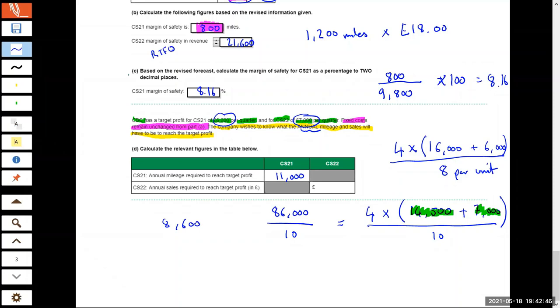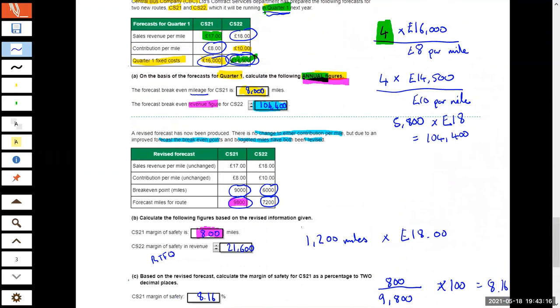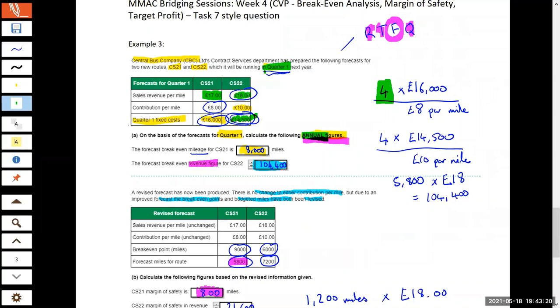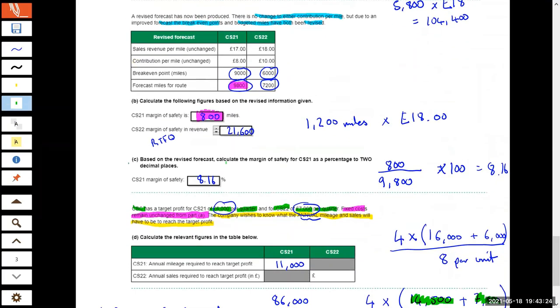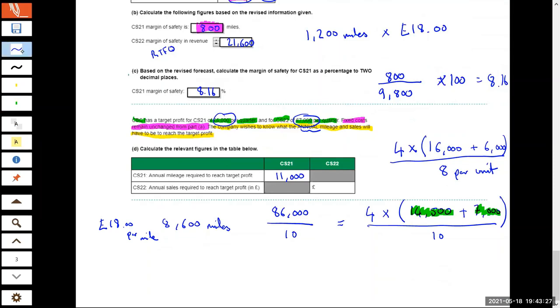So what do we times the total revenue by? So this is 8,600 miles. What do we times it by? We've got the answer there straight away. So Elna, I'm taking it, did the 8,600 miles. I'm going to move to the left. So we're going to have £18 per mile. If we go up here, we can see that the sales revenue here is £18 per mile times 8,600 miles, which totals 154,800. And there we go. Done well within the 14 minutes.